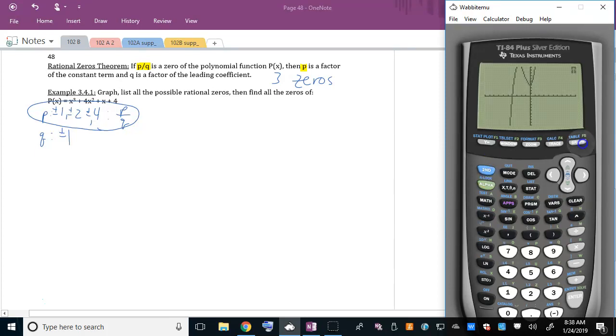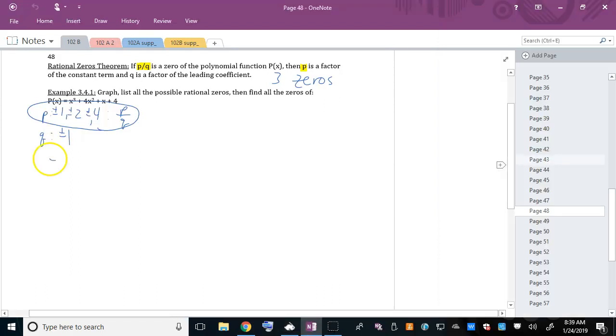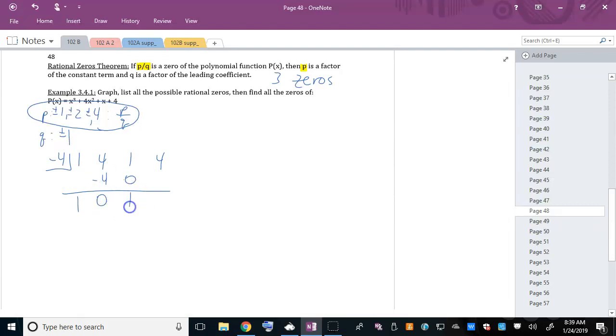If I check by looking at my table, you can see I've got a y-coordinate of 0, which is my calculator confirming that yes, I have a 0 at -4. So let's do synthetic division with -4. 0 times anything is 0, and I do get a remainder of 0. That's again just a check, that's what we were expecting to get. The real reason I'm doing this is to get that quotient.